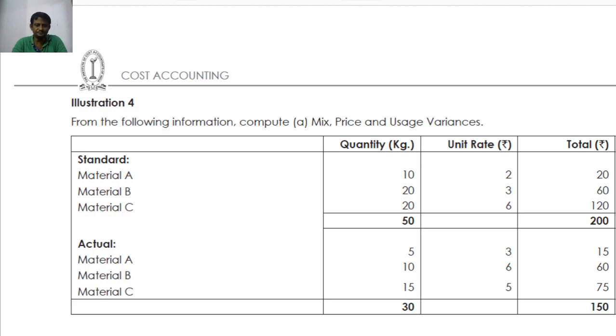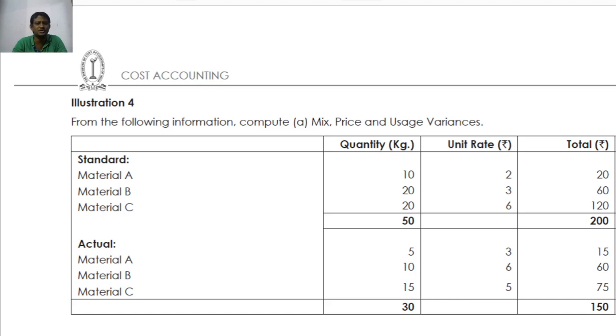From this you can conclude usage is favorable, price is adverse by going through the question itself. And one more thing is mix. Mix is nothing but standard ratio for actual material used. That is my RSQ, revised standard quantity.